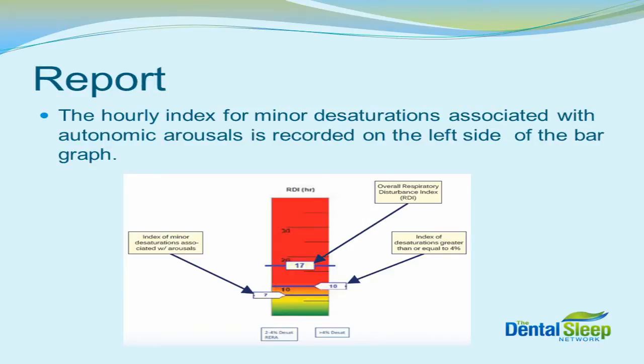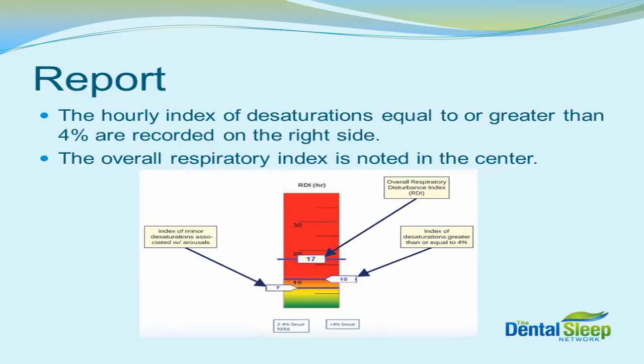When we look close up at the graph, we see 3 numbers. On the left side of the graph are the number of arousals. These are small desaturations that are accompanied by some other event, such as a pulse rise. In this example, the number of minor desaturations is 7. On the right side of the graph, we see the number of desaturations equal to or greater than 4%. In this example, the number of desaturations is 10.